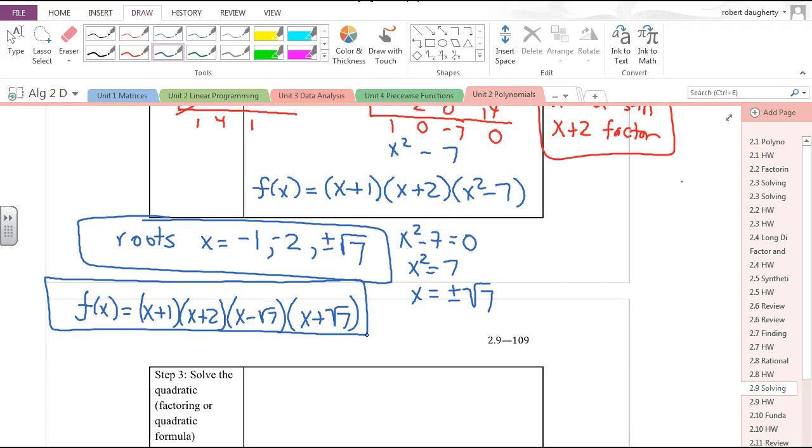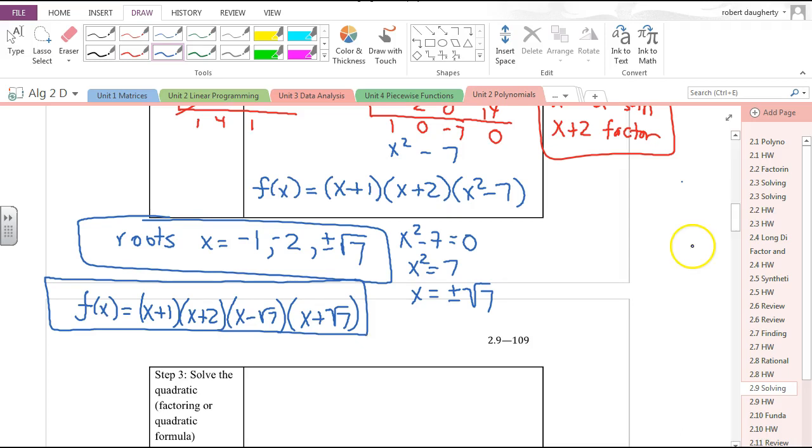So what if the square root of 5 was a root? What would be the factor? X minus square root of 5, okay? So you know that if I give you a root, x minus that is your factor, okay?